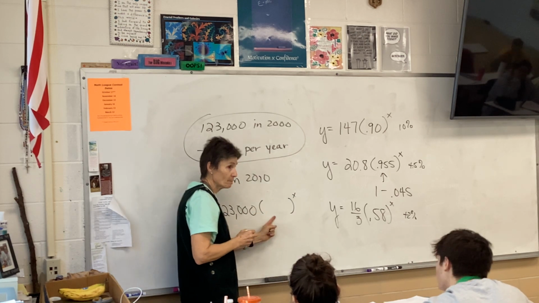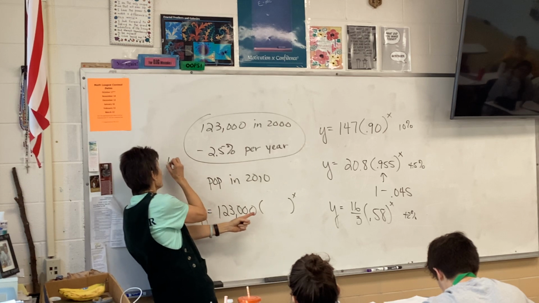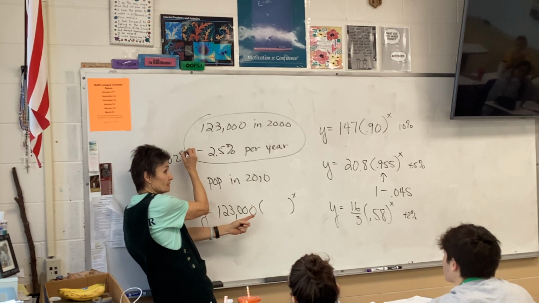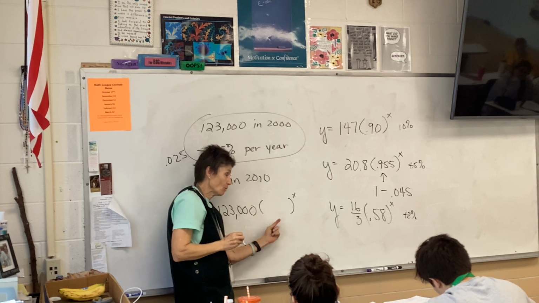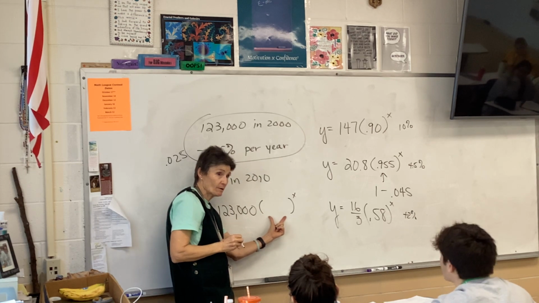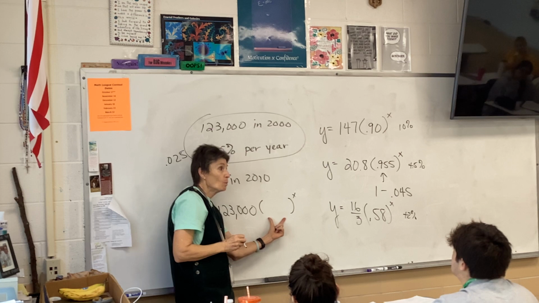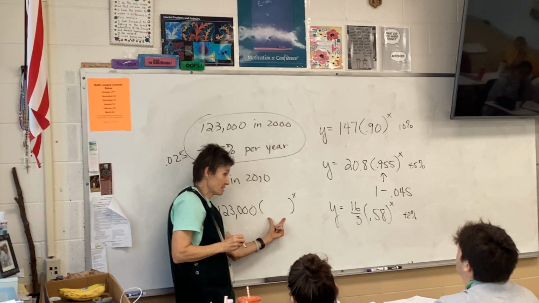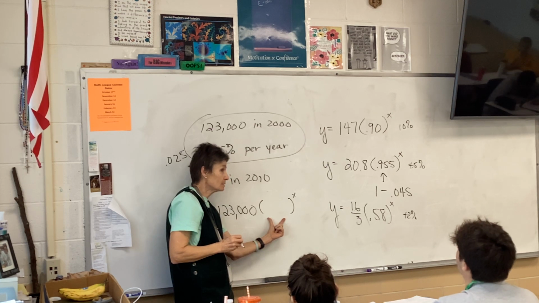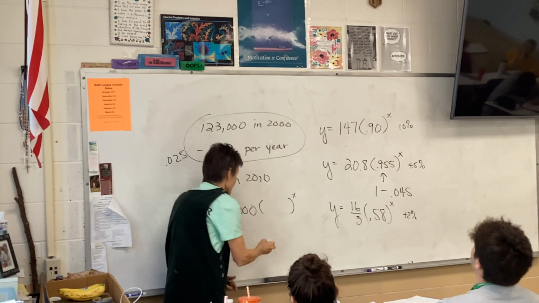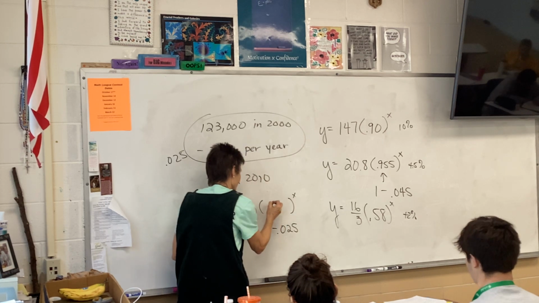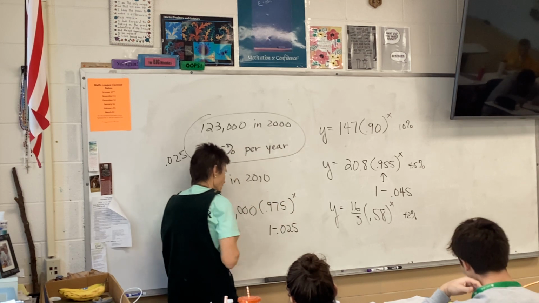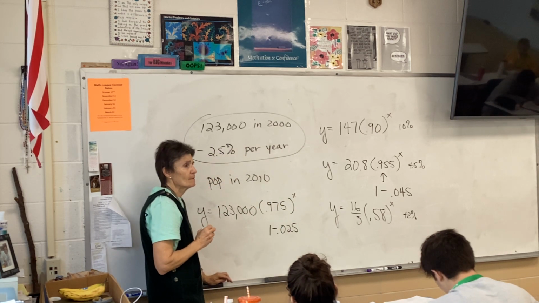So what is that? 0.025. So how am I going to figure out this number right here? 1 minus 0.025. So 1 minus 0.025 is 0.975. Double check my arithmetic, I think that's right.